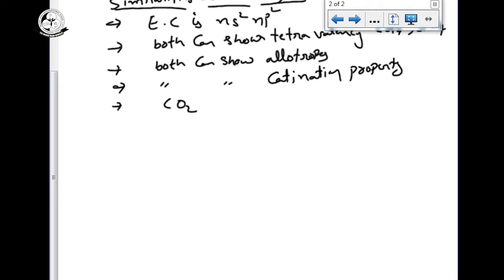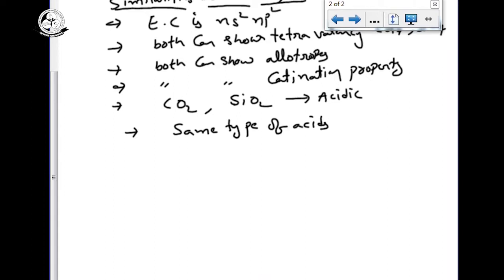Carbon can form a stable oxide, carbon dioxide. Silicon also can form one of the most stable oxides, SiO2. But these two are acidic, the same. Higher oxidation states are acidic. Carbon and silicon can form the same type of acids. The carbon related acid we know is carbonic acid, H2CO3.